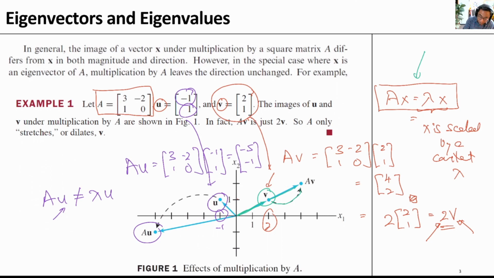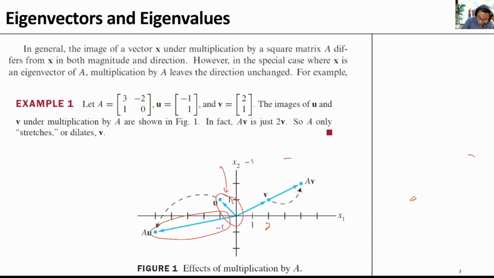Geometrically, you look at this figure. U, which is pointing in this direction, has now changed its direction. So this was the original direction of U, and this is the new direction of A times U. Since A times U is in a different direction to U, again, we know that U is not an eigenvector of matrix A.